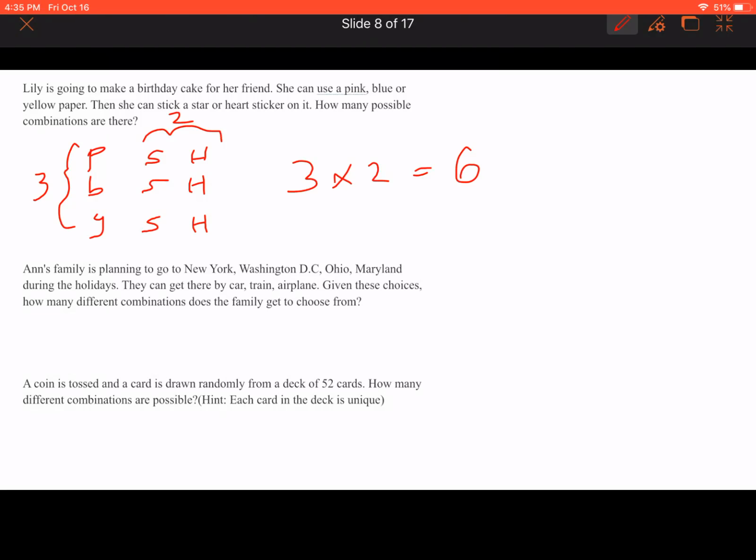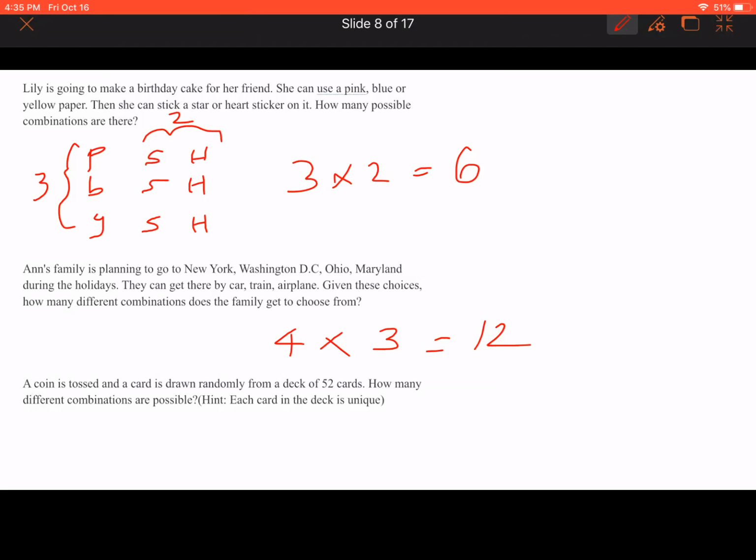So in the next question, Anne's family is planning to go to New York, Washington DC, Ohio, or Maryland during the holidays. They can get there by car, train, or airplane. Given these choices, how many different combinations does the family get to choose from? So the destinations are 4 choices, and for the transportation they have 3 choices. So the total number of combinations is 12.